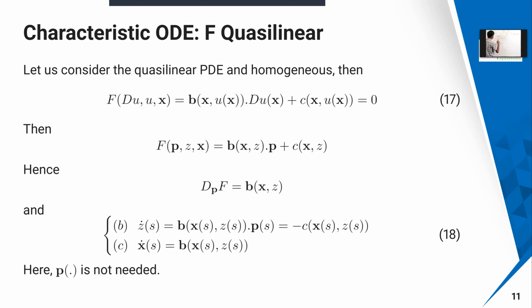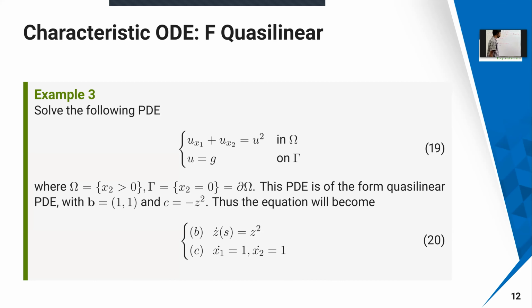Therefore, this is equal to 0. So this is going to become minus c of x of s comma z of s. And again x dot of s, which is nothing but b of x of s comma z of s. Once again, because in these two equations we don't require any p to be involved, we can solve these two equations. I hope I have a problem. Yes, I have one problem.